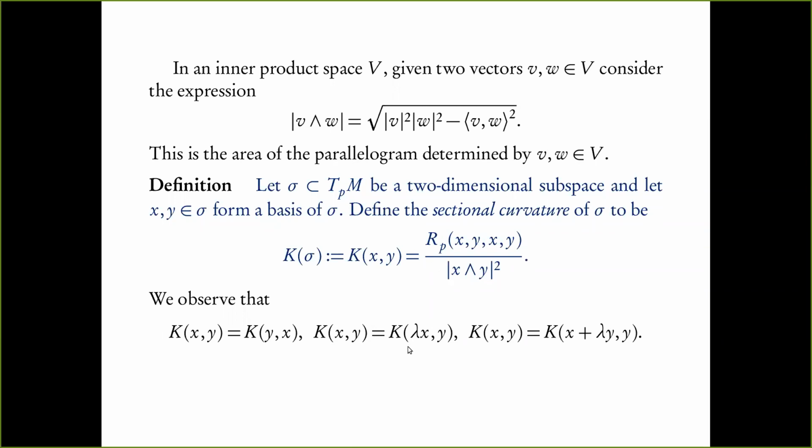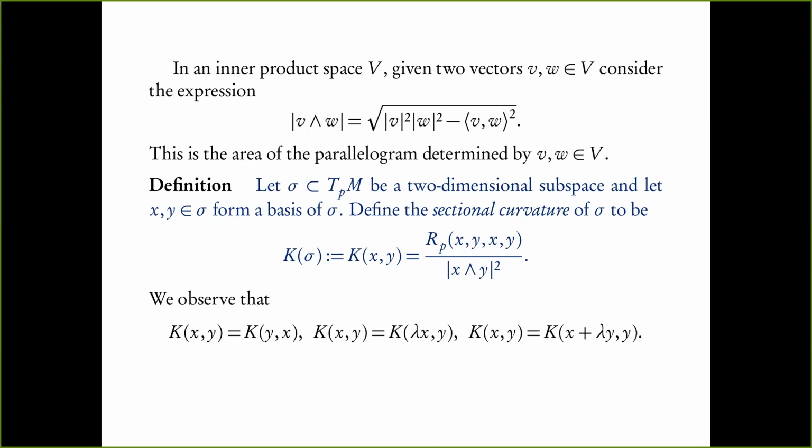We have one more property: K of xy is equal to K of x plus lambda y, comma y. This is clear if you look at the denominator. What happens to the area of the parallelogram spanned by x plus lambda y and y, versus the parallelogram spanned by x and y? Are their areas the same? This is almost like a high school geometry question. Whenever you calculate the area of a parallelogram, it's the base times the height, so the height is the only thing that matters. Your parallelogram could be slanted as much as you want, as long as it has the same height and the same base, the areas are the same.